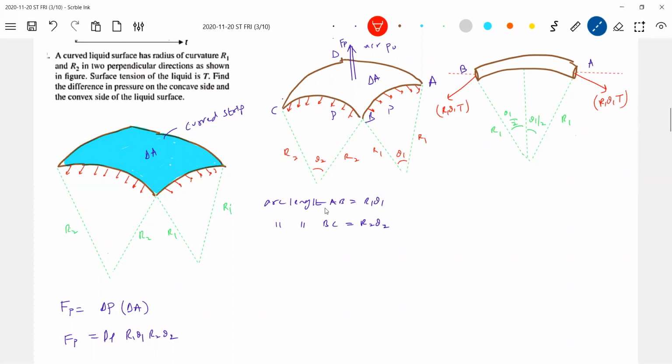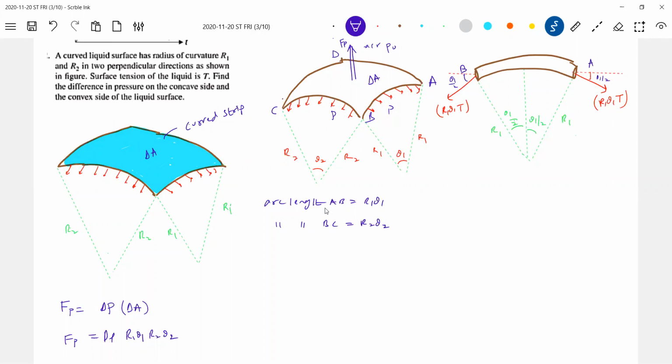What is this R1 theta 1 T? R1 theta 1 T is this arc length into surface tension. How does it act? It will not act horizontally. It will be curved, no? It will be making some angle with the horizontal. So what is this angle? This angle will be theta 1 by 2.